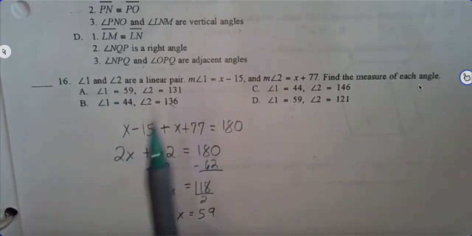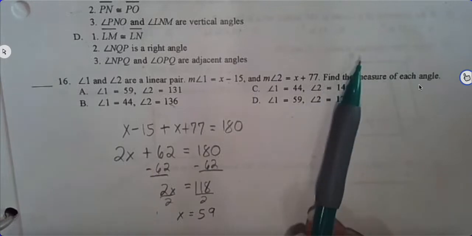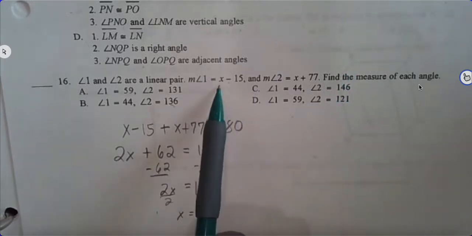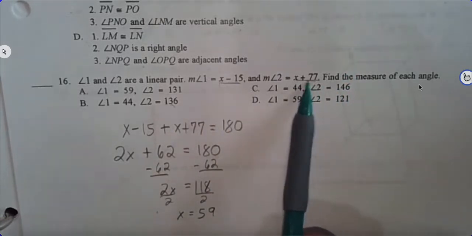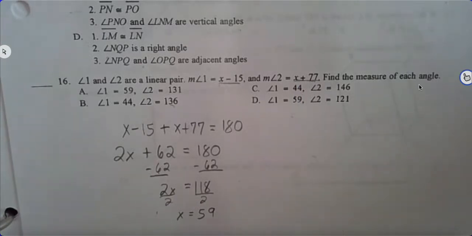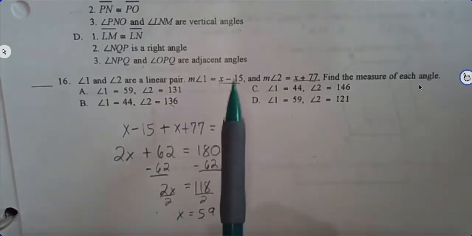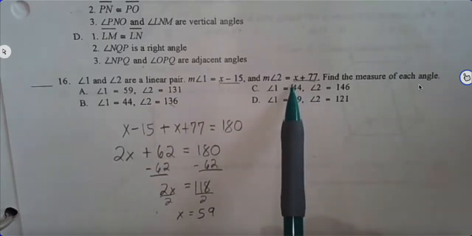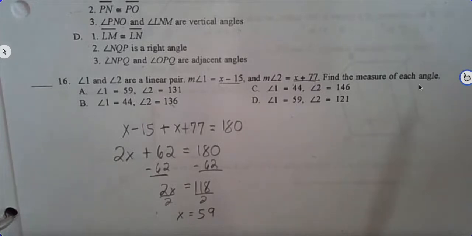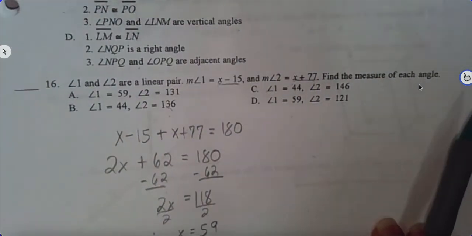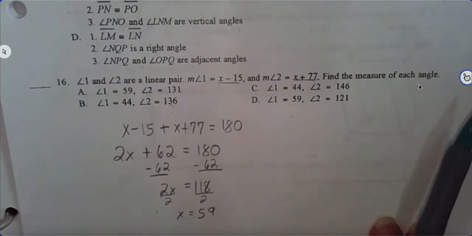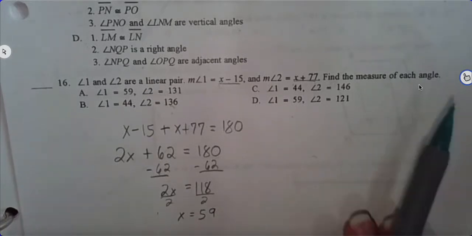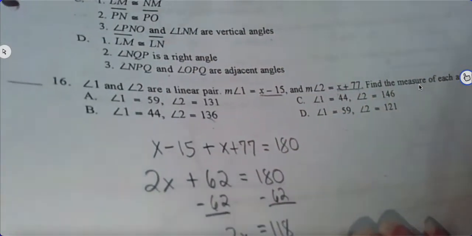Is that what they wanted? Look at your answer choices. Nothing says X is 59, but that's not what they want. They want how much is angle 1, how much is angle 2. How would I find those? Plug it in. What's 59 minus 15? 44. And then what's 59 plus 77? 136. So it's B. Question? You got it? Okay. It was B.